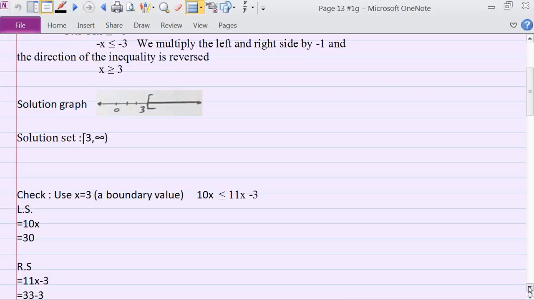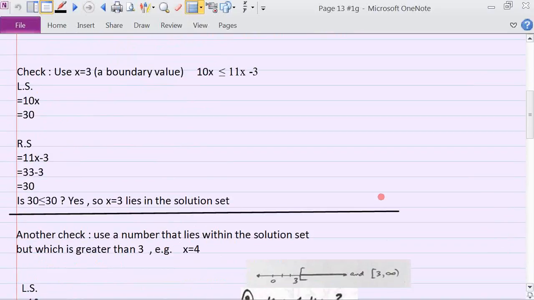Now, although it's not a foolproof method, we can check the answer by using values that fall either on the boundary, within the solution set, or without. So we'll start by using x equal to 3, which is a boundary value, meaning that it's right at the end, because x could be less than or equal to 3.